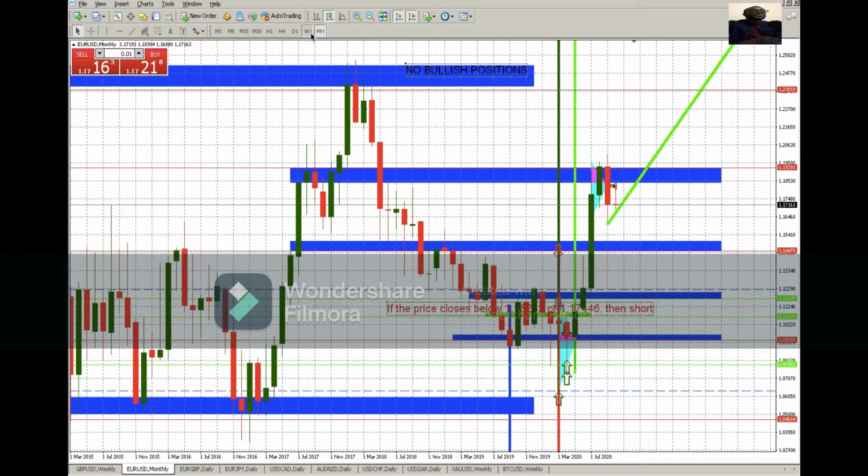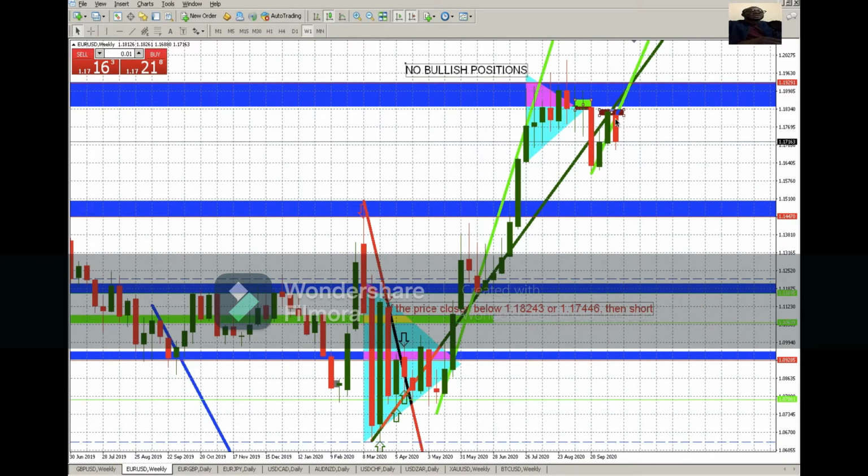Then we go to our weekly, and again at our weekly we can see there is a near bearish engulfing. I like to call this a bearish piercing, because they did not completely engulf the bullish candle. But of particular interest is the fact that, one, we have this resistance zone, and number two, there is a double top. And after the double top, we can see that the price formed a lower high.